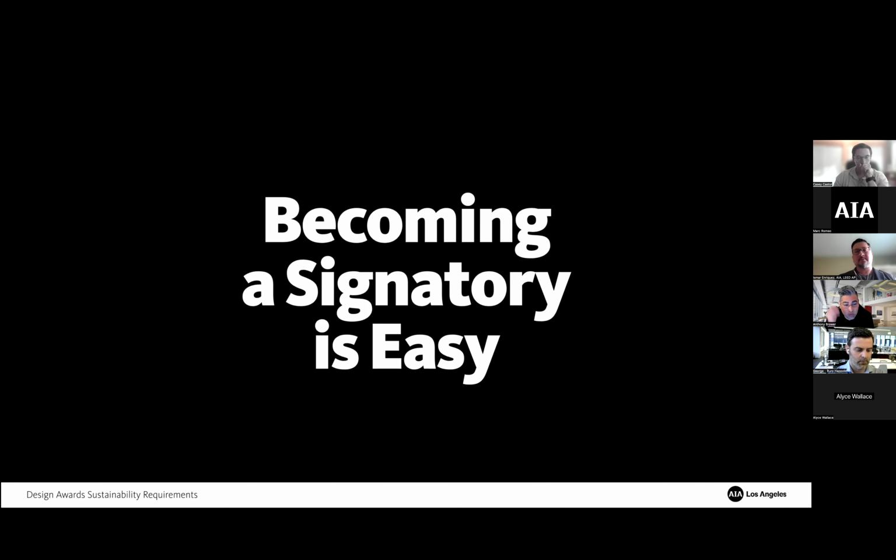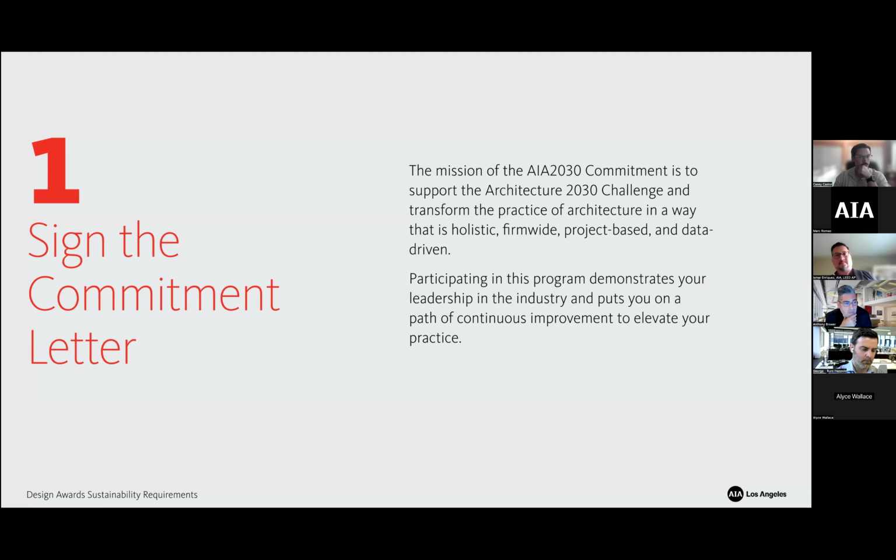Now, becoming a signatory is actually really easy. If you flip to the next slide, you're going to go to the AIA 2030 commitment page, and we're going to talk about how you participate in this program to demonstrate your leadership in the industry and put you on a path of continuous improvement. But we all know, we've said it for years, you can't improve what you're not measuring.